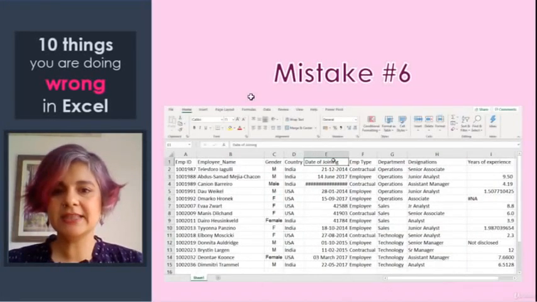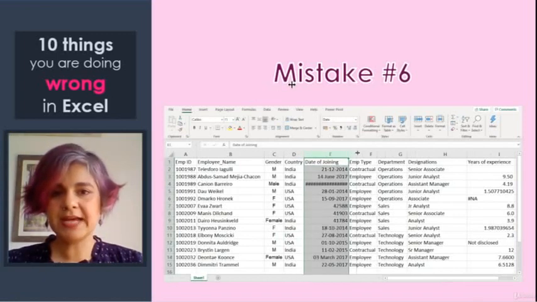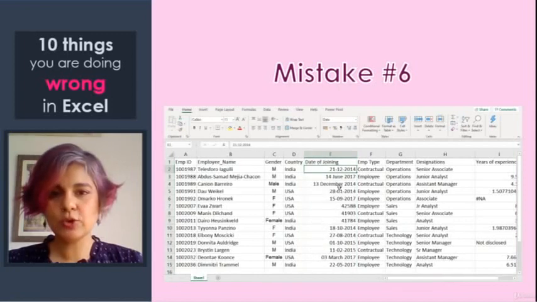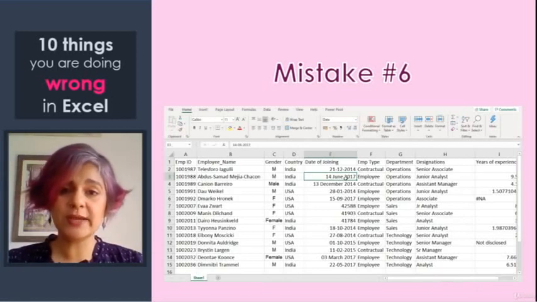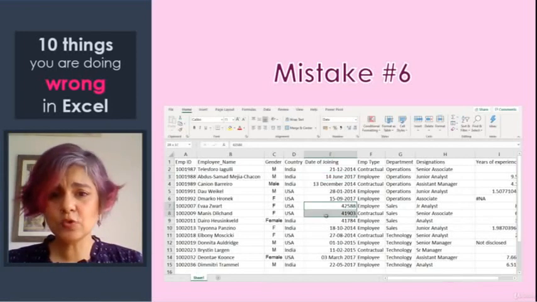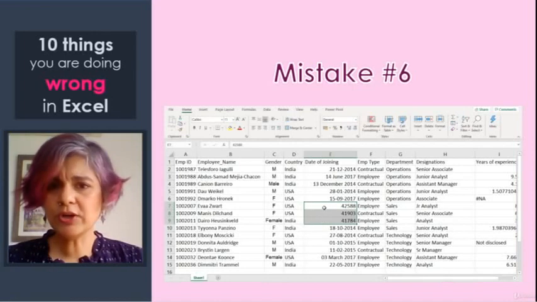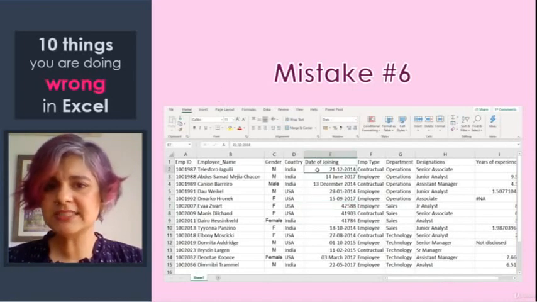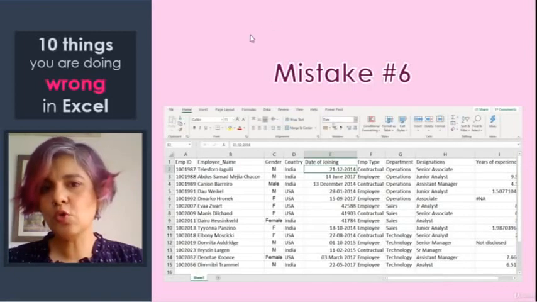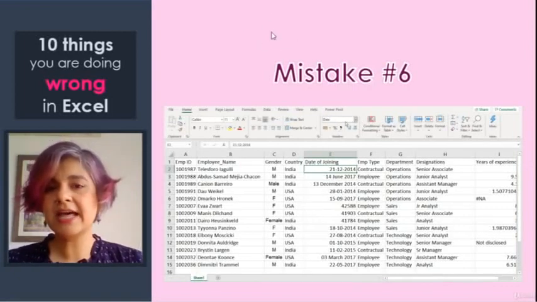Looking at our own data over here, let's illustrate this by looking at the date of joining column. So here you can see that there are some dates of joining which look like 21/12/2014. And then this one says 14th June 2017. And then these over here are just numbers, and I don't even know what that means. What you can do is, when you click on this cell, just look over here and you will see the kind of data type that it is.